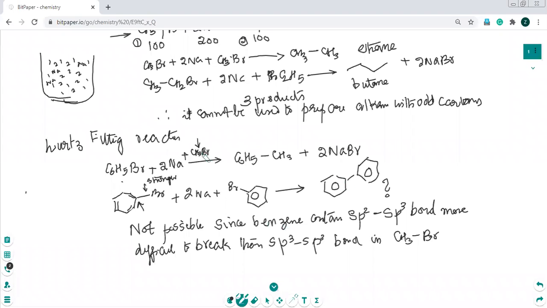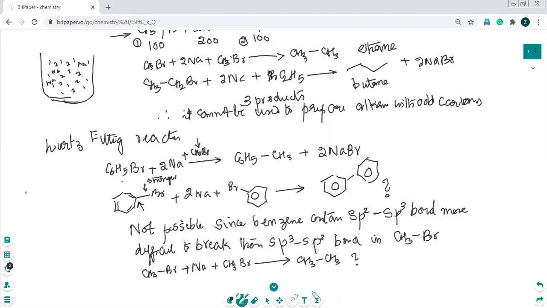Now you will have a question. Why not in the same one? How can you avoid formation of this? This will be fast. So it can form ethane also. This also can be formed.